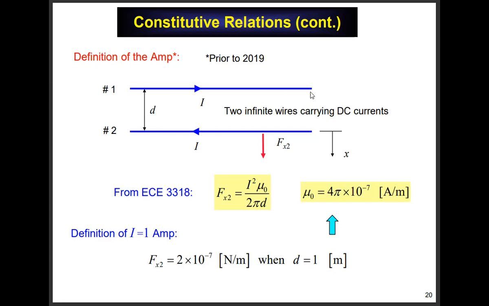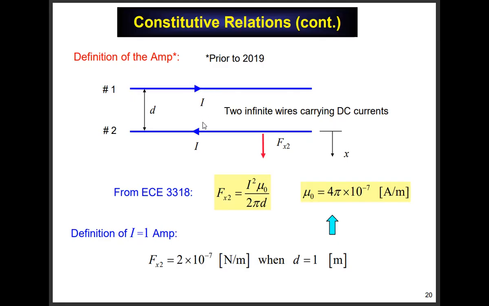But anyway, consider this experiment. Two very long, ideally infinite wires carrying a DC current, like from a battery. Wire 1, wire 2, and the distance d apart. Basically, each wire produces a magnetic field, and that magnetic field hits the other wire and puts a force on it by something called the Lorentz force law. That's the kind of thing we solve for in 3318, which I'm not going to do here. But here's an example of the force vector. This is the x direction. Force x component on wire 2.